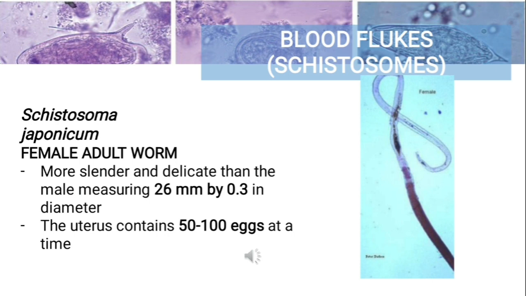Next is the female adult worm of our Schistosoma japonicum. It is described as more slender and delicate than the male adult worm, and it measures about 26 millimeters by 0.3 millimeters in diameter. The ovary lies somewhat behind the middle of the body in front of the union of the intestinal ceca, and then emerging from the ovary is the oviduct, which bends forward and runs parallel to the vitelline duct.